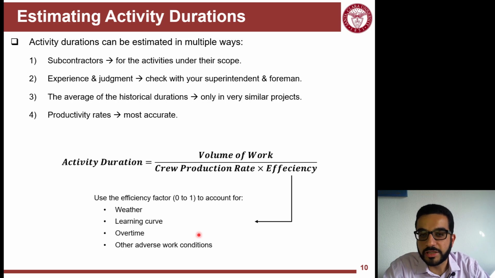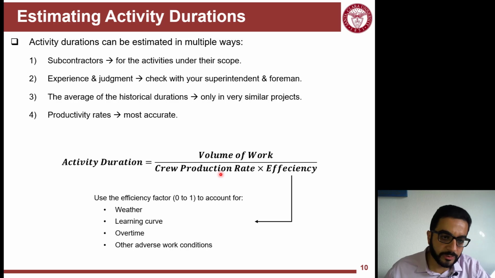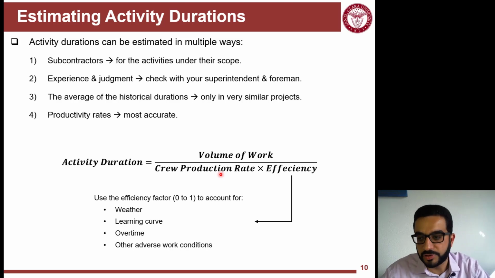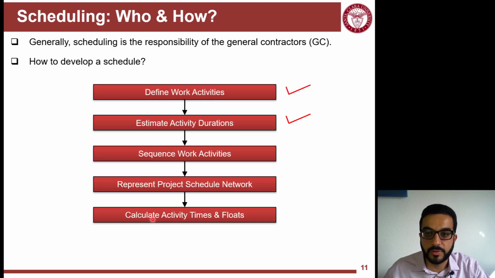The most accurate way is using productivity rates. So the daily output of a crew in a day, and you have this amount of work to be done, then you use the volume of work over crew production and efficiency formula as shown. Just pay attention here that this is typically an ideal production rate that you get from your company tracking system, or from RSMeans as a reference. But use efficiency here wisely to account for any conditions on site that you want to account for.